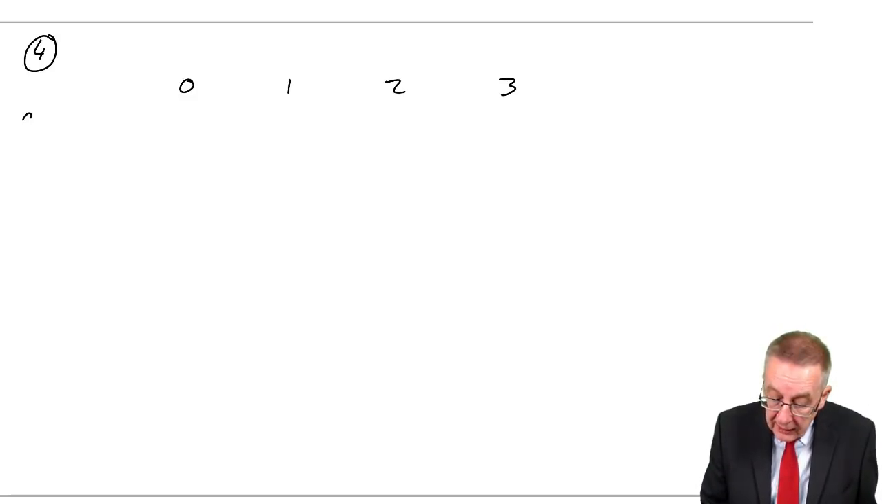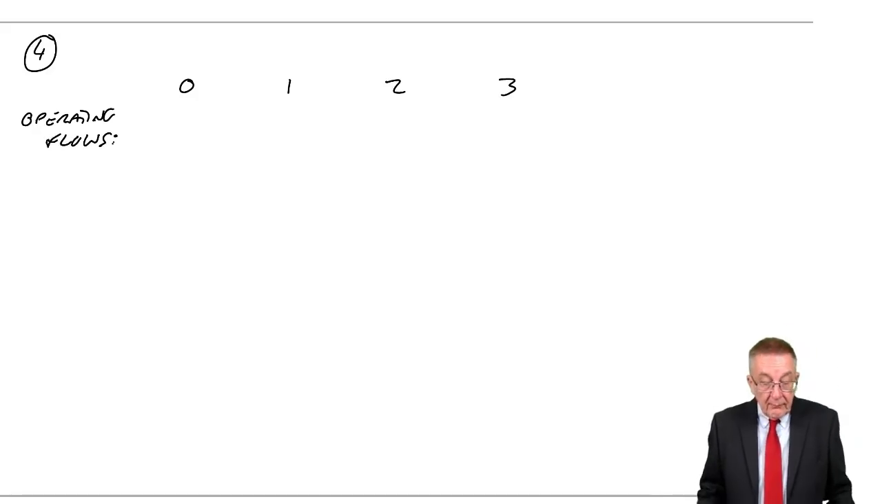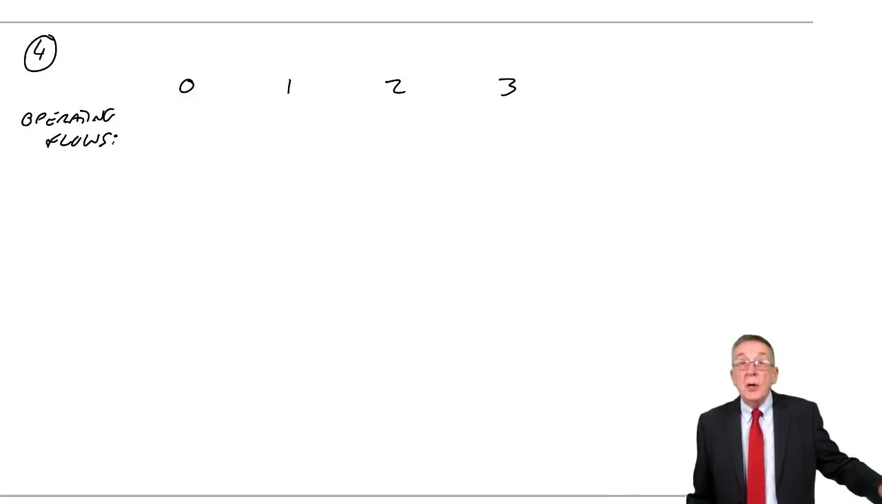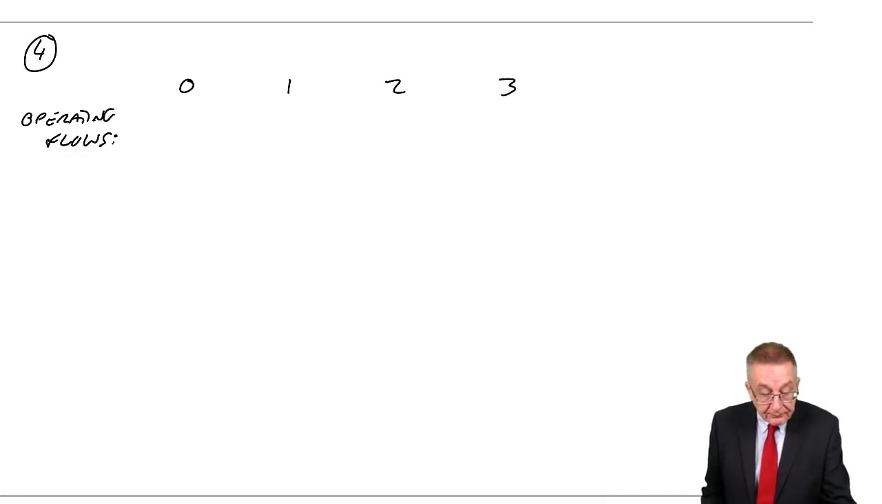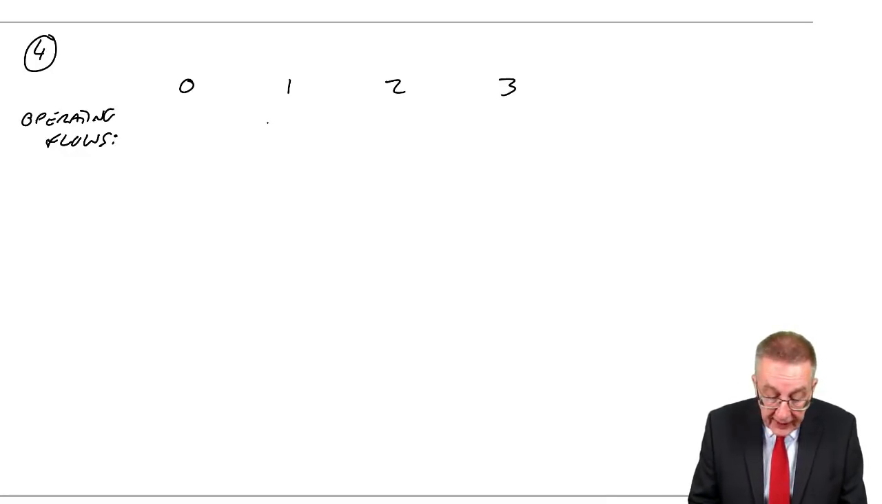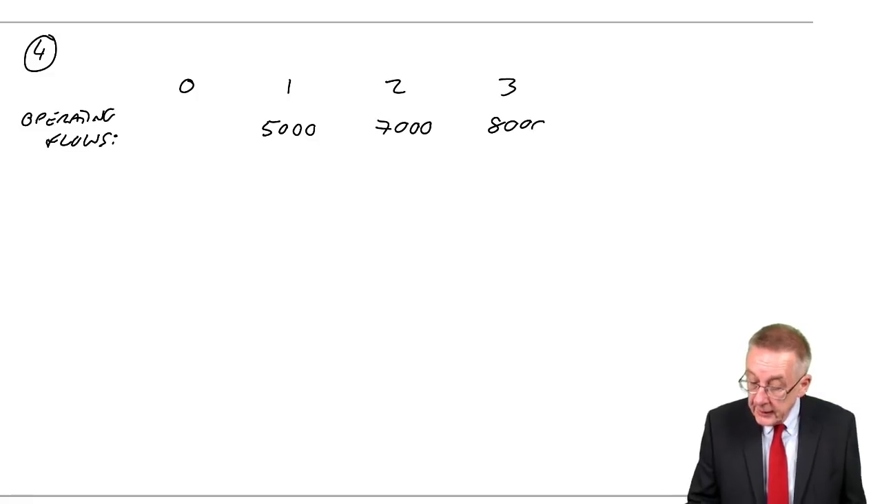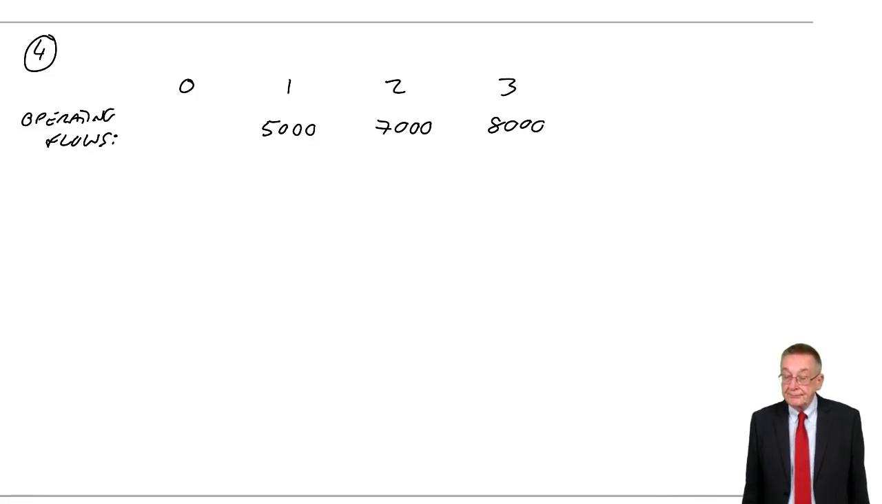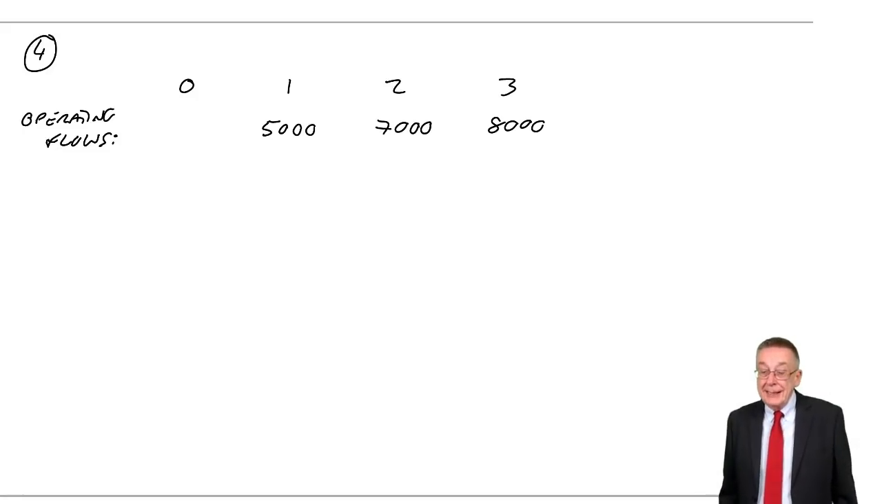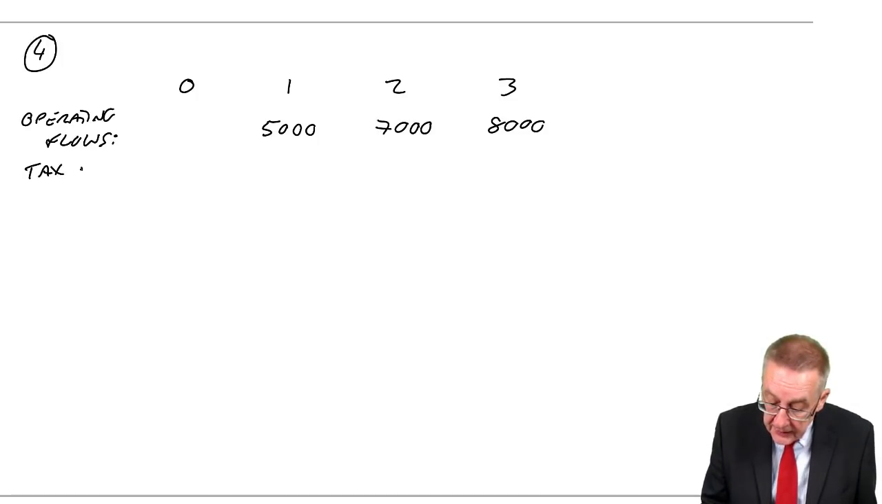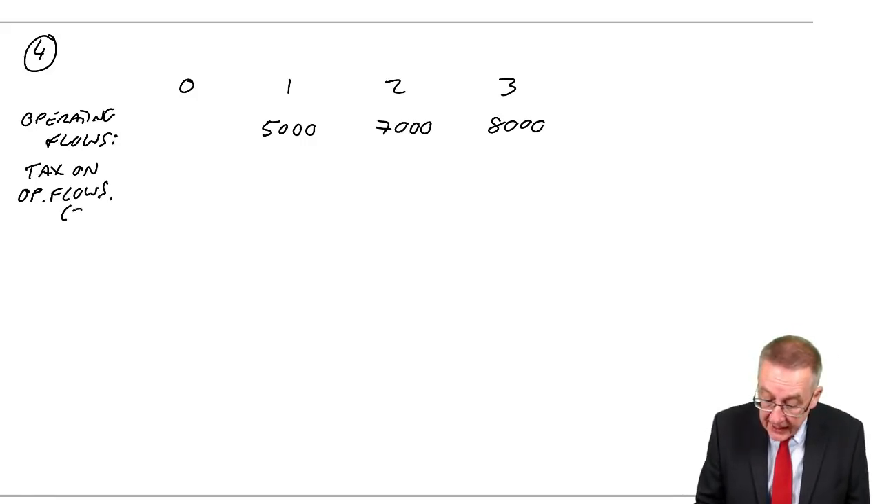First of all, go for our operating flows. As you saw in the previous section when we did working capital, quite likely you'll have to work out these figures, revenues less costs, but here we're told the net operating flow, 5,000 in the first year, 7,000 in the second, 8,000 in the third. Easy. Having got the net operating flow, the cash profit, work out the tax on the operating flows. Here it's at 30%.